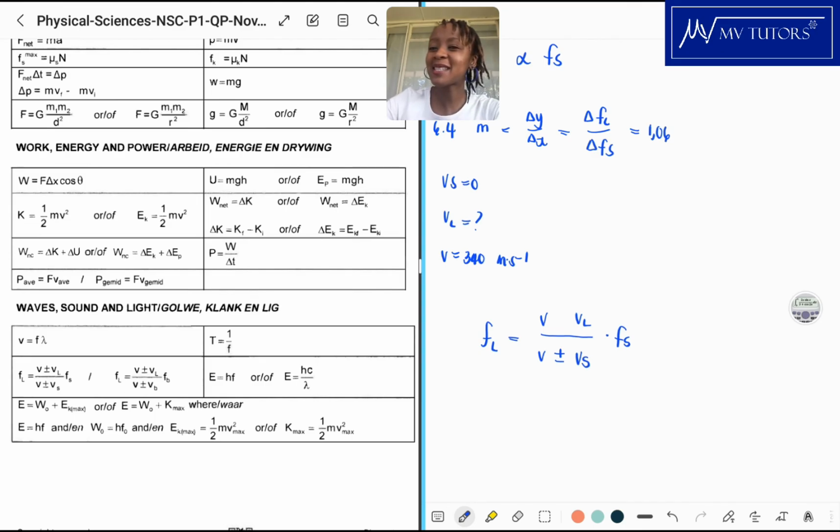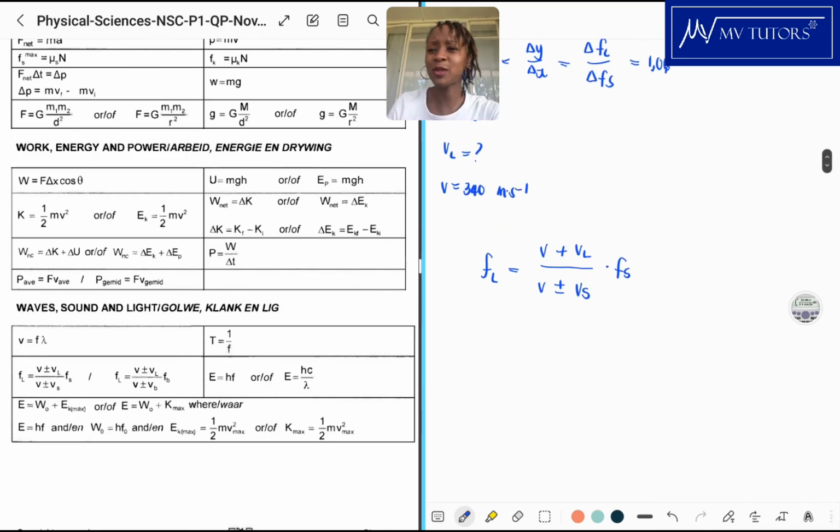In this case we're going to have a plus, and this is one of the conditions that you need to know. Whether the source is moving towards the listener or the listener towards the source, that's how you'll know whether to put a positive or a negative. And if you forgot, please do head over to our playlist for the physics lessons where I address this in the Doppler effect topic. Okay, so we've got you sorted out.